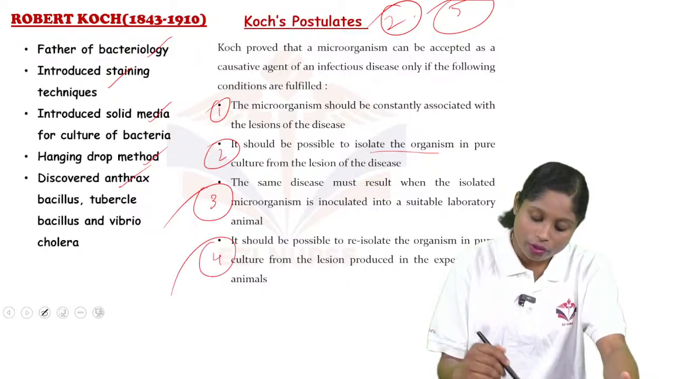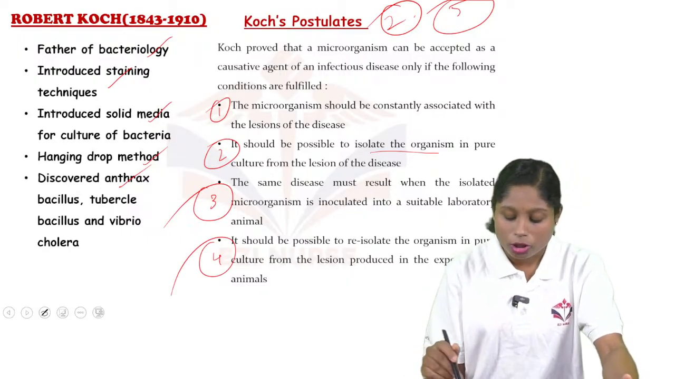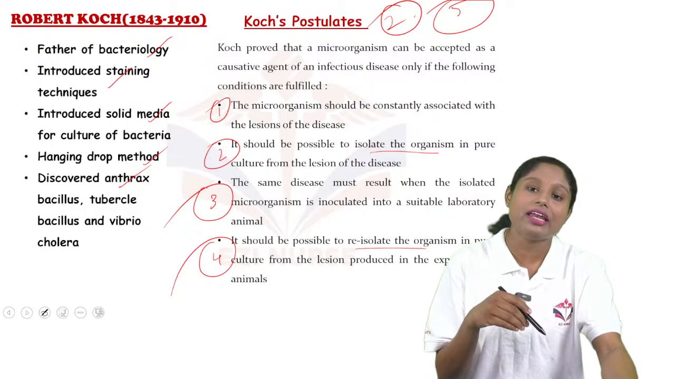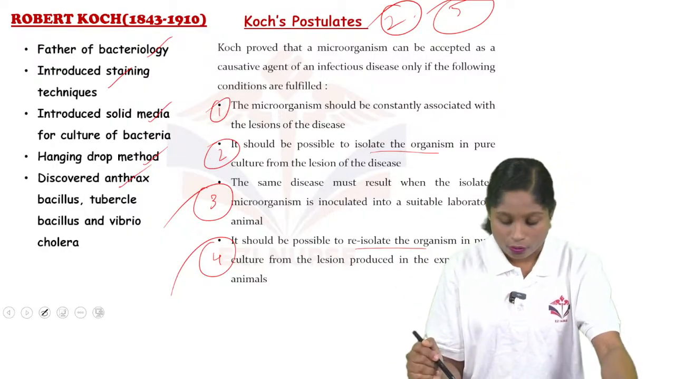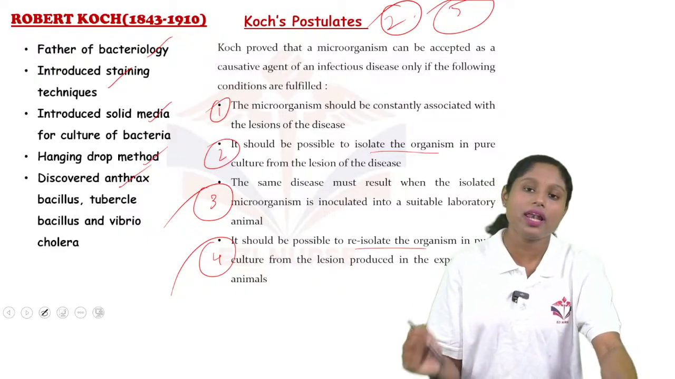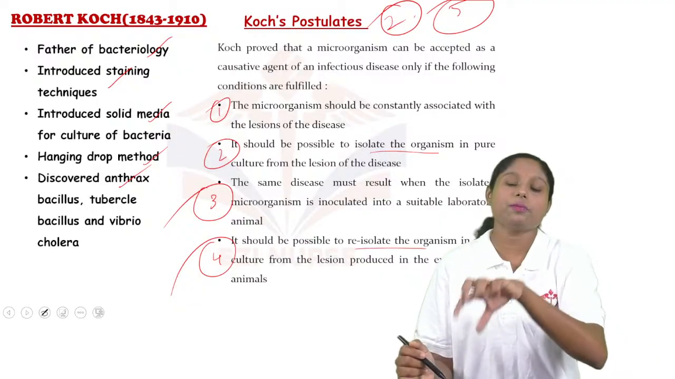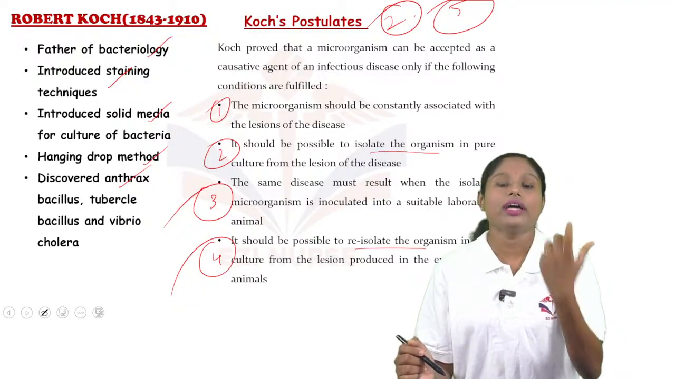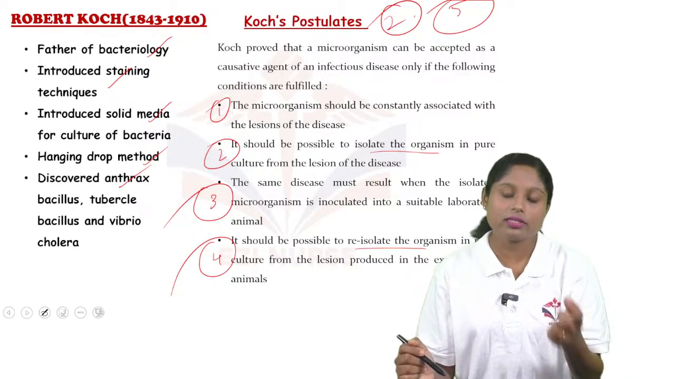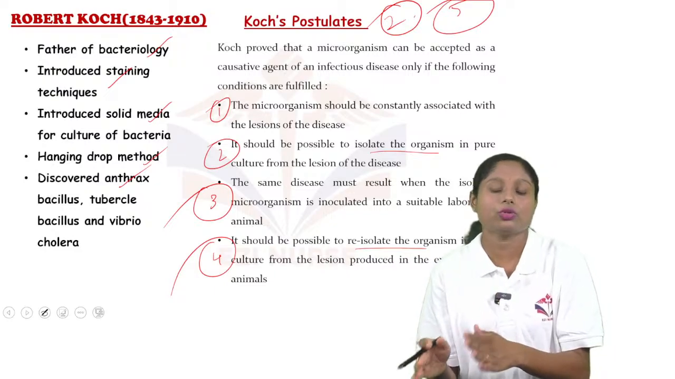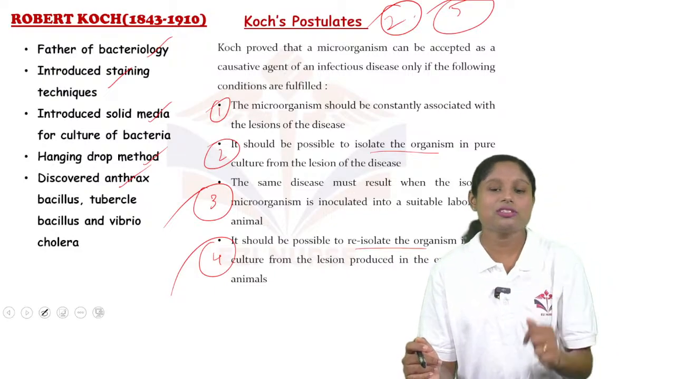So the last one is, it should be possible to re-isolate the organism. Again, we are able to re-isolate that organism in pure culture from the lesion produced in the experimental animals. So in the experimental animals, that symptom should again be present and we should be able to re-isolate that microorganism. Then that microorganism is known to be related to that particular disease. So this is Koch's postulates.